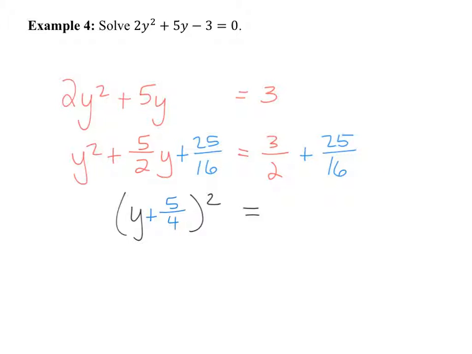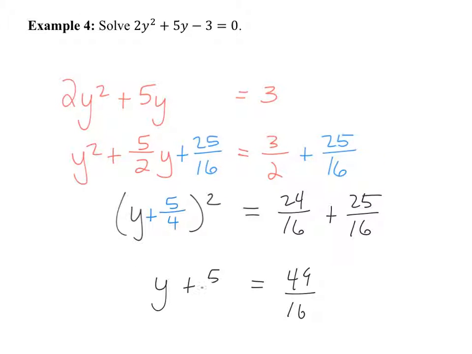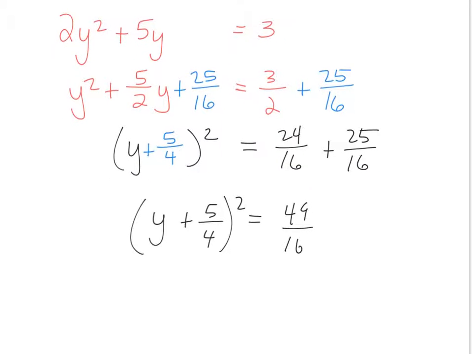Again, whatever half of b is that you squared to get this new c value, that half of b also goes right there. Will always work out. You can check it if you don't believe me. On the right-hand side, I need a common denominator. I'll write 3 halves as 24 sixteenths, which together become 49 sixteenths. That's convenient. Why is that convenient? James? It'll square root, right?